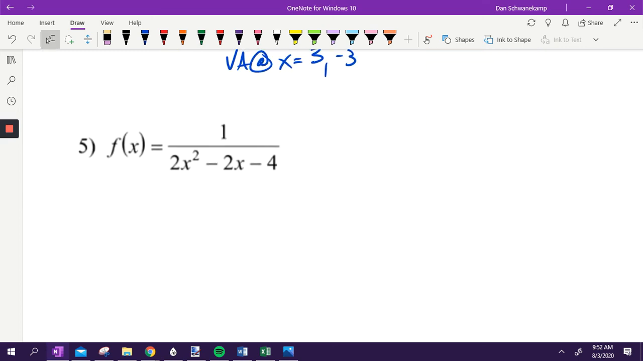Let's look at number 5. Okay, first thing we're doing, finding vertical asymptotes. Take the bottom, set it equal to 0. I need to solve that thing. What can I do on bottom? Okay. I can divide everything by 2.